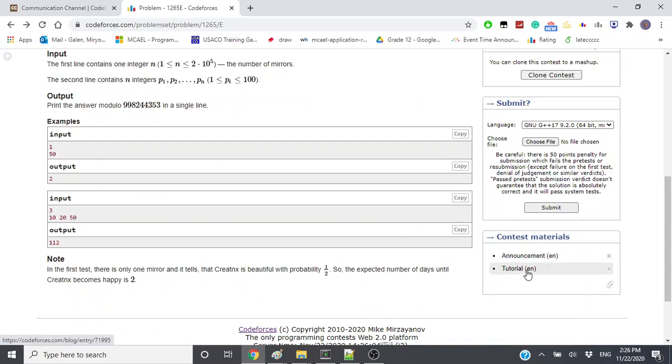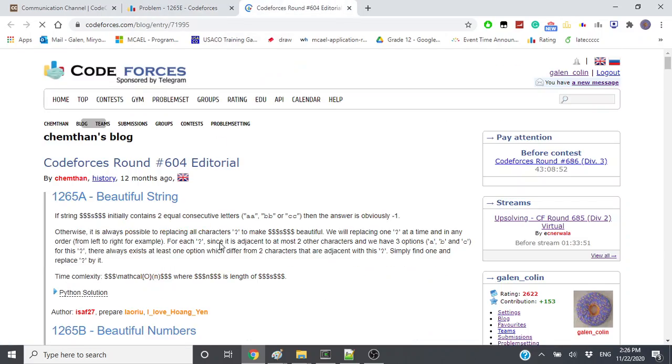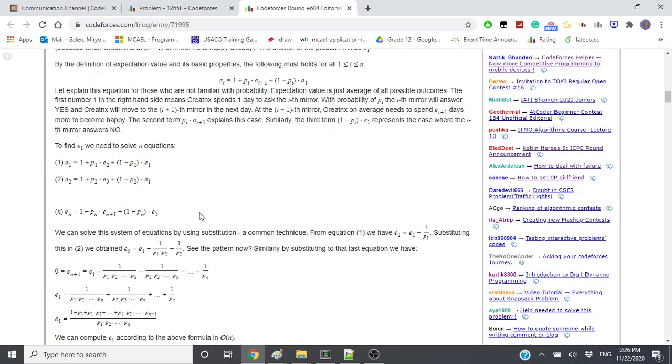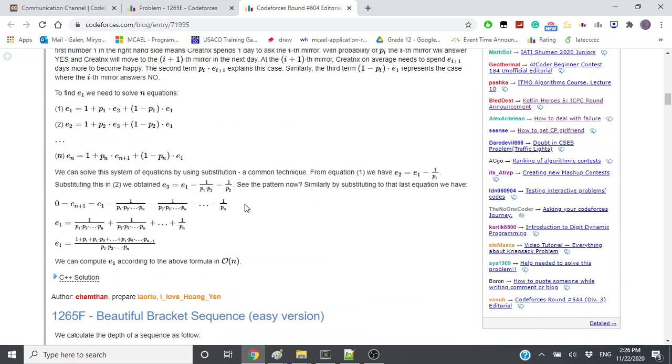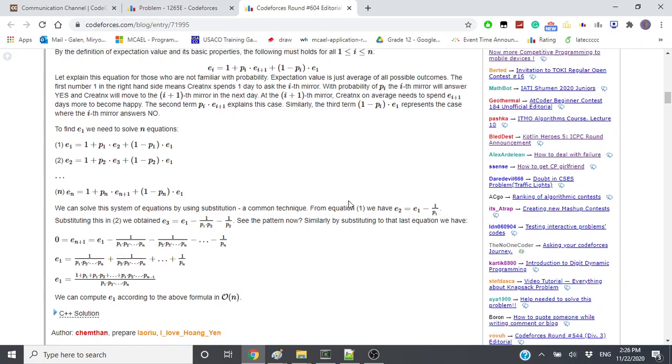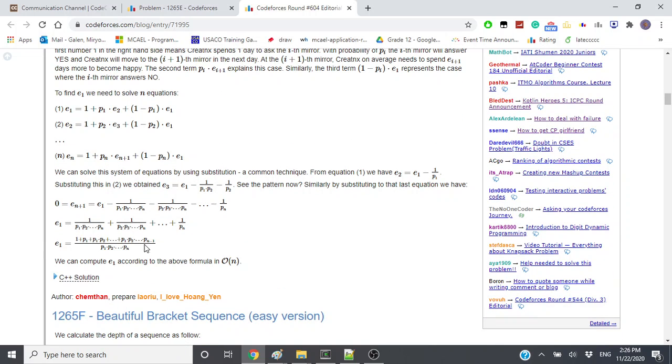But anyway, if you read the editorial of this problem, it just gives you a formula. And you can derive it by doing some sort of substitution and solving this system of equations and stuff. But essentially you find that you get this formula. 1 plus P1 plus P1 P2 plus etc. up to that.